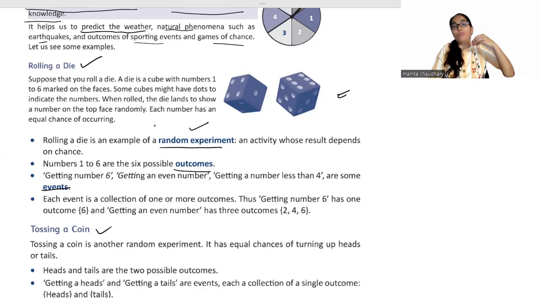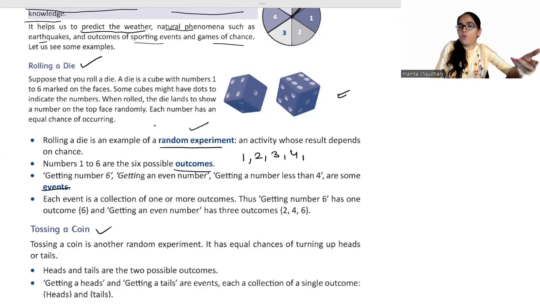It means when we are doing that random experiment, what all things can come. That is basically outcomes. If you are rolling a dice, then what all can come? It can come 1, 2, 3, 4, 5, or 6. Right? Only all these things can come.